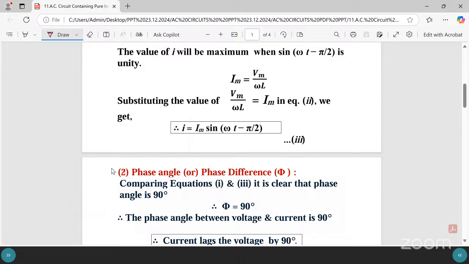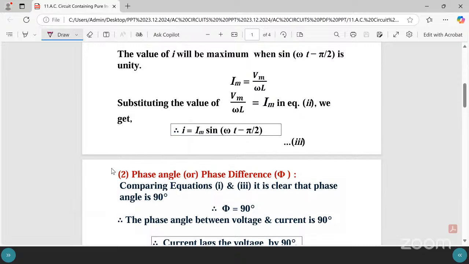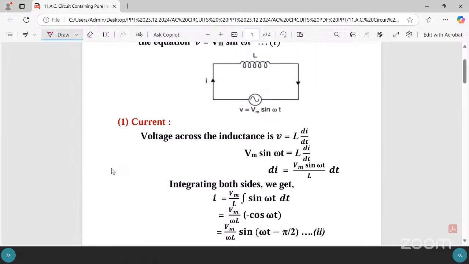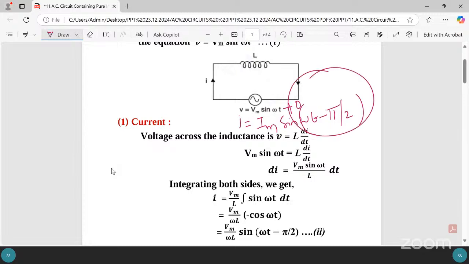Minus pi by 2. Now compare these two equations. What is the current equation? I is equal to Im sin omega t minus pi by 2. Check these two equations. V is equal to Vm sin omega t. I is equal to Im sin omega t minus pi by 2. Here plus 0, here minus pi by 2. What is the difference? Plus 0 minus pi by 2. What is the difference? 90.